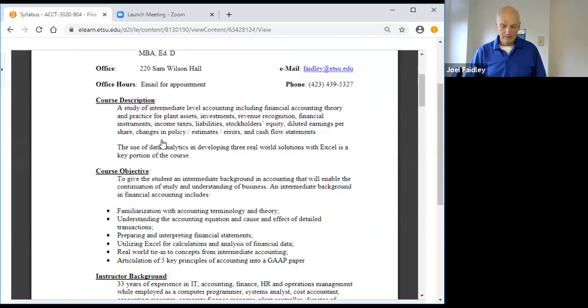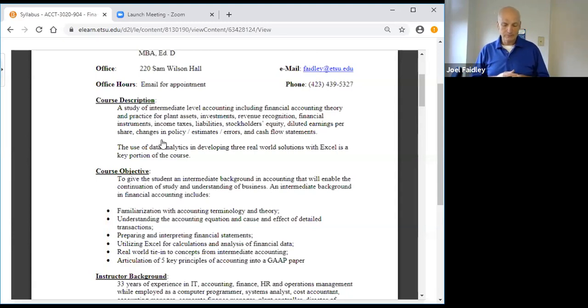when you are able. We are going to study intermediate level accounting, financial accounting, theory and practice for really a wide range of items: plant assets, investments, revenue recognition, financial instruments, income taxes, liabilities, stockholders' equity, diluted earnings per share and earnings per share as well. And anytime you have a change in policy, estimates, and errors, what do you do about that? And cash flow statements. So there's really a lot in this particular course. You'll find 3020 is quite a bit more challenging than 3010 is.